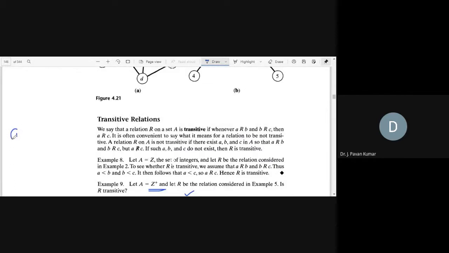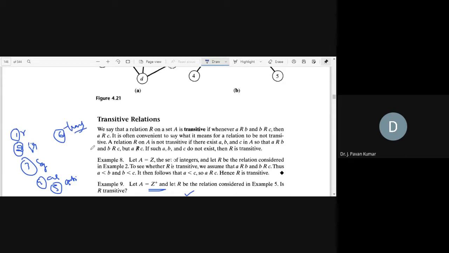First property which we have seen is reflexive. Second one is irreflexive. Third one, symmetric. Fourth one, asymmetric. Fifth, antisymmetric. Sixth, transitive.